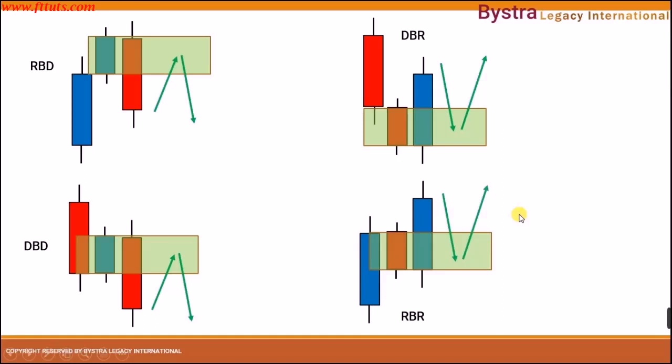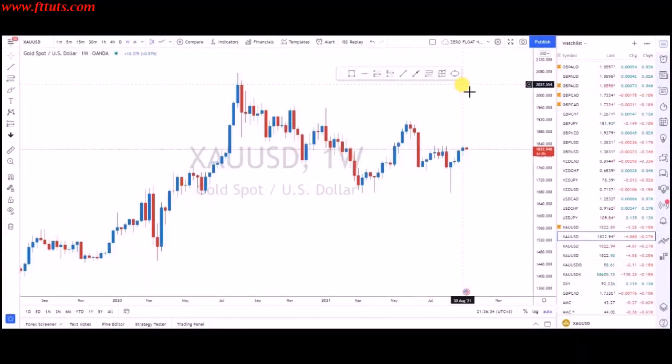So I'm going to show you something from the big time frame and what it looks like in the small time frame. So let's go to TradingView. Hi guys, we are back at TradingView. I'm going to show you some examples of what it looks like at the big time frame and how it looks in the small time frame. Let's start with the supply zone, beginning with the Rally Base Drop.